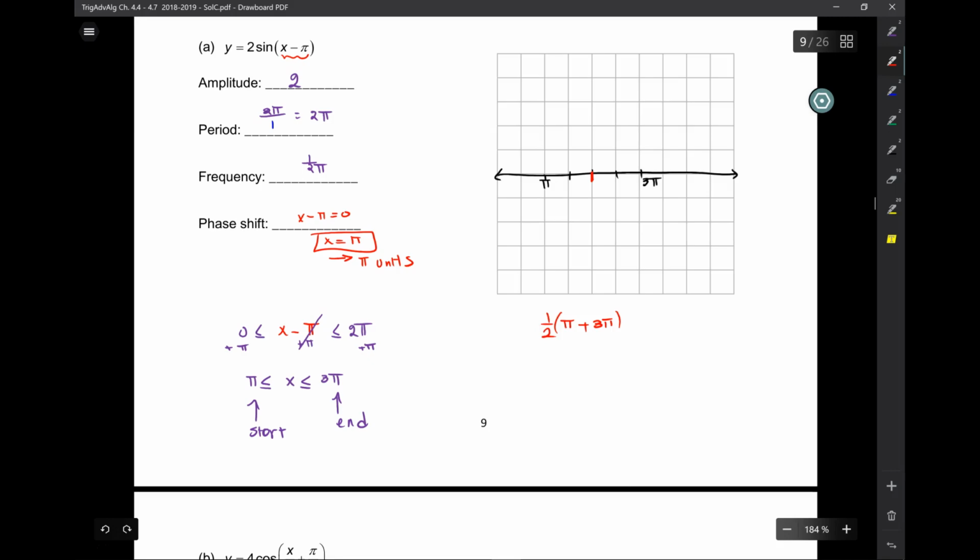Do you have to write out this whole long thing every time? No. But if you did have to, that's how you would do it. So that would be 2 pi. The middle of that is 2 pi over 3. Let's see. This point is half of pi and 2 pi, half of 3 pi, so that's 3 pi over 2. The other one is half of 2 pi and 3 pi, 5 pi over 2.